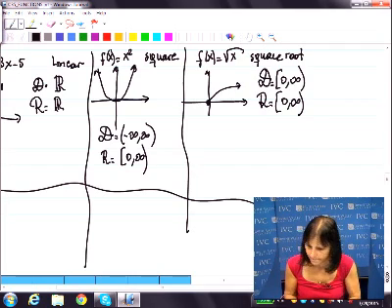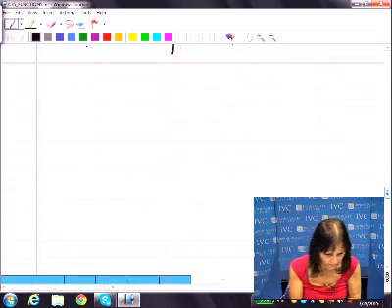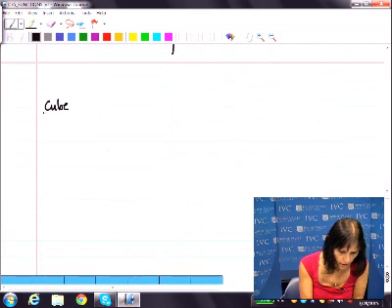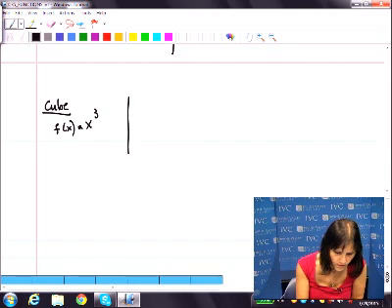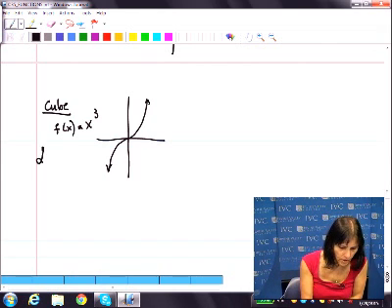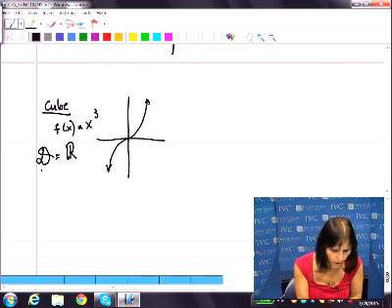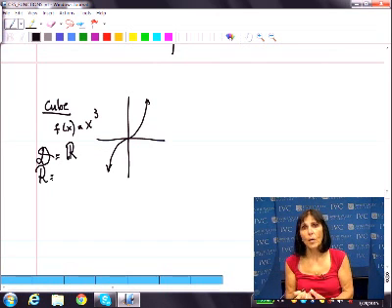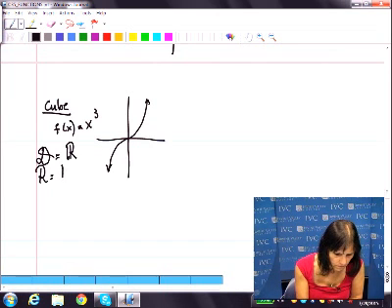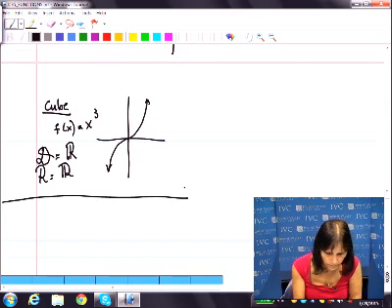Okay, what else do you have? Cube function. F of x equals x cubed. Know this by heart. What does this look like? It's going to wiggle. Okay, what's its domain and range? Can you plug in anything and take the cube of it? Of course. All real numbers. How about range? Do I get negative numbers unlike the square root? Yeah. All real numbers as well. Cube function.